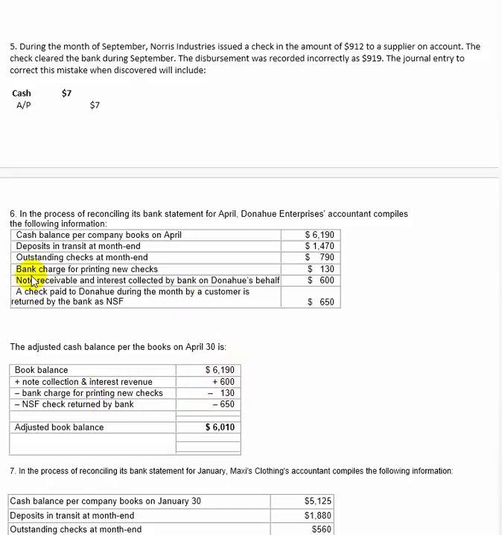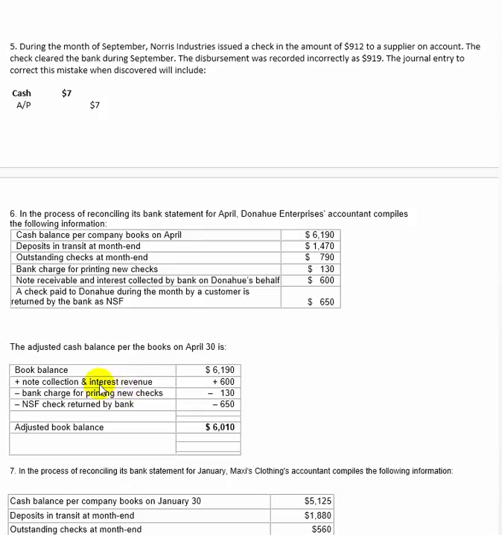And then it says a note and interest collected by the bank on Donahue's behalf for $600. Again, the bank knows about that immediately, and we won't find out about that until we see our statement. So we're going to adjust the book side, and we're going to add that to the book side because that's something that the bank is doing for us. They're collecting a note from a customer.